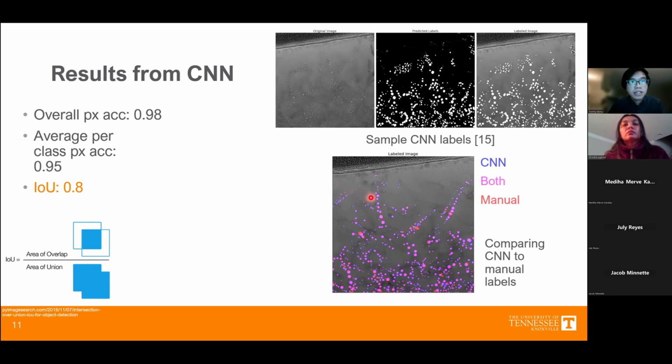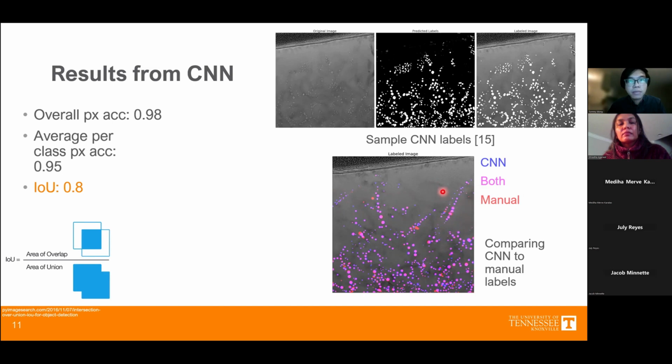So this bubble here, it's marked by manual labeling, but it's completely missed by the CNN. So the pink ones are where the CNN and the manual labeling both agree, and the red ones are marked by manual labeling but are missed by the CNN. And on the other hand, I think there's a pretty good accordance between CNN and manual labeling.